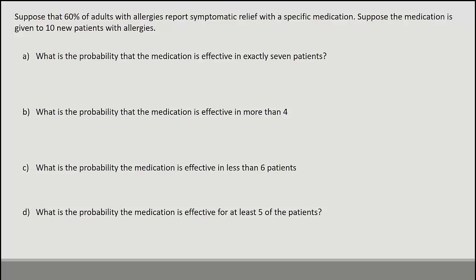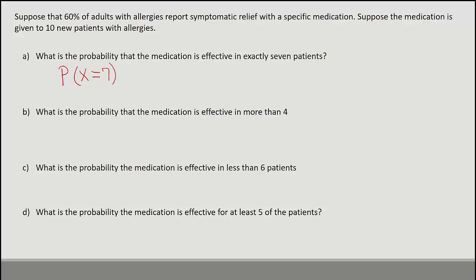And how do we do that? What's the probability that the medication is effective for exactly 7 patients? What they're asking for is the probability that X is exactly 7. It's the probability that X equals 7. Exactly means 7.